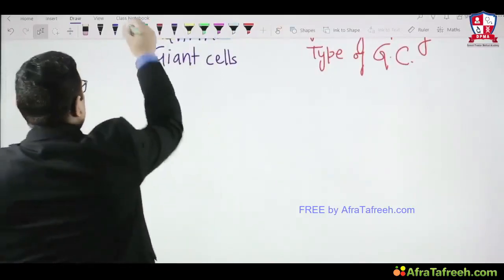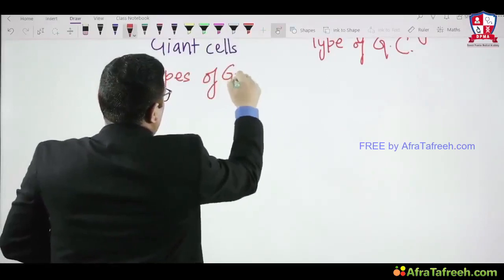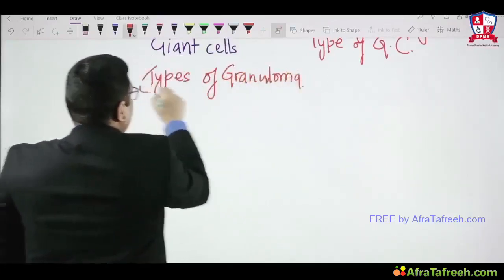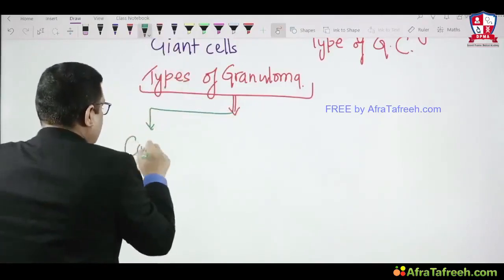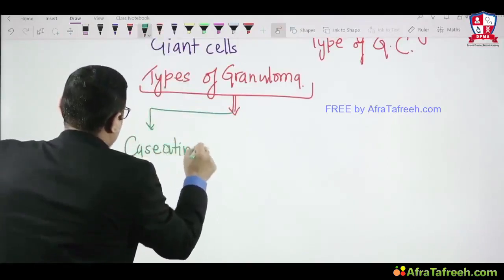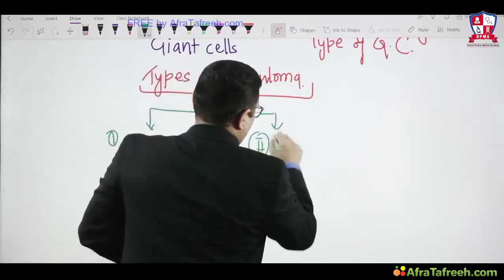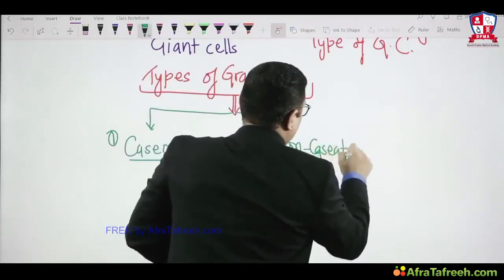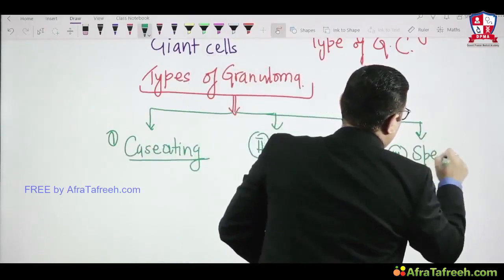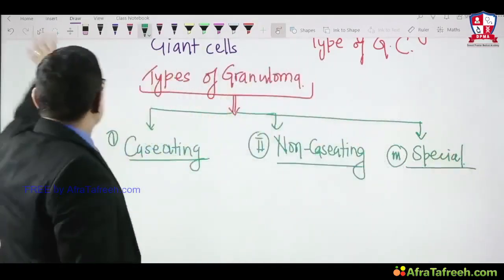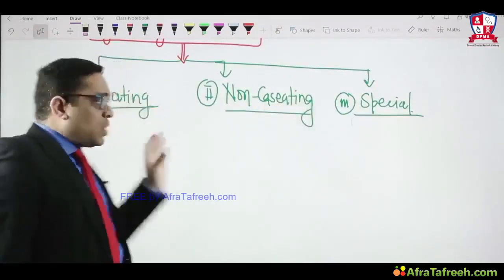Now coming to the types of granuloma. When we discuss the types of granuloma, we can divide them into three broader categories. Caseous granulomas, or caseating granulomas, will be number one. Second is non-caseating granuloma, and third is a special category of granuloma. So we are going to read these types of granuloma in three basic categories: caseating, non-caseating, and special type of granulomas. What are the caseating granulomas?